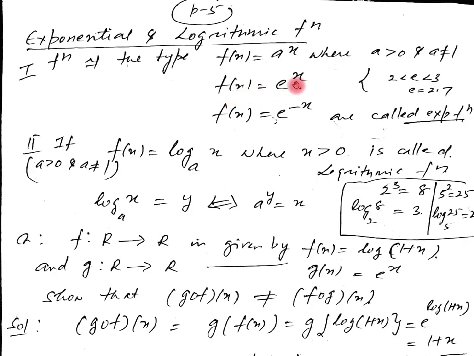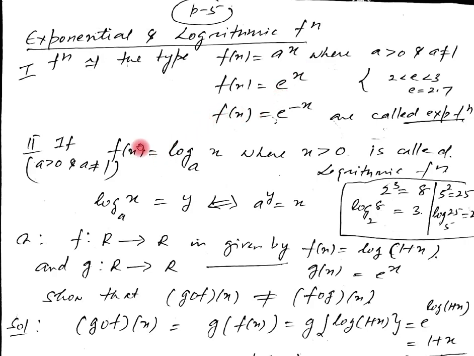Similarly, f(x) = e^x, where e is an irrational number. The value of e always lies between 2 and 3, and approximately e is equal to 2.7. As usual, we suppose the value of pi, which is also an irrational number, is 22 by 7. Similarly, e is also an irrational number, its value lies between 2 and 3, and e is approximately 2.7. This is also an exponential function. e^x, e^(-x), all these are exponential functions, because these are written in the form of an exponent.